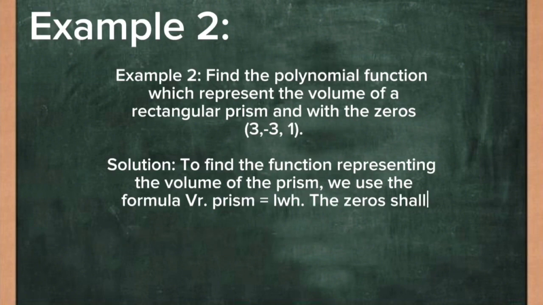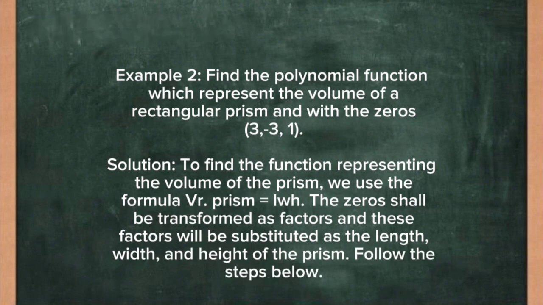Example number 2. Find the polynomial function which represents the volume of a rectangular prism with the zeros 3, -3, and 1. The solution is to find the function representing the volume of the prism. We use the formula V of the rectangular prism equals LWH. The zeros shall be transformed into factors, and these factors will be substituted as the length, width, and height of the prism. Follow the steps below.